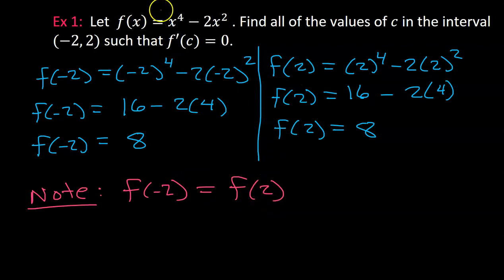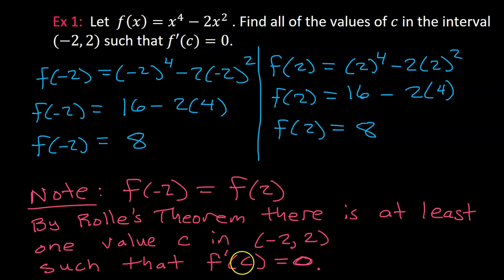And we also know that because this is a polynomial function, polynomials are always continuous and differentiable over their entire domain. So that also fits Rolle's theorem. So that guarantees that there is at least one value between negative 2 and 2 where the derivative will equal 0.